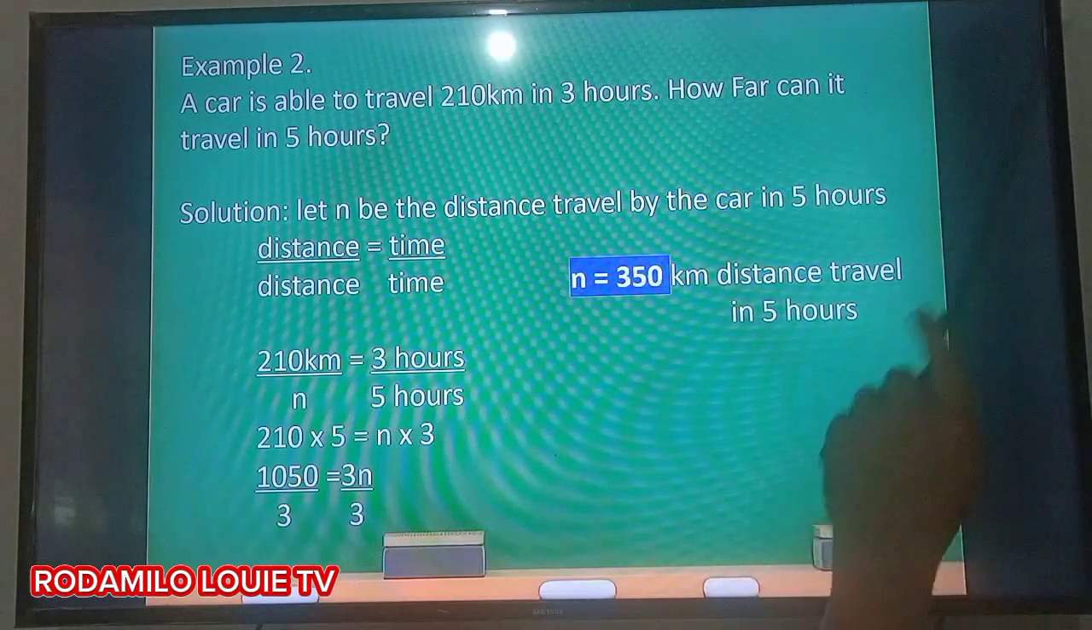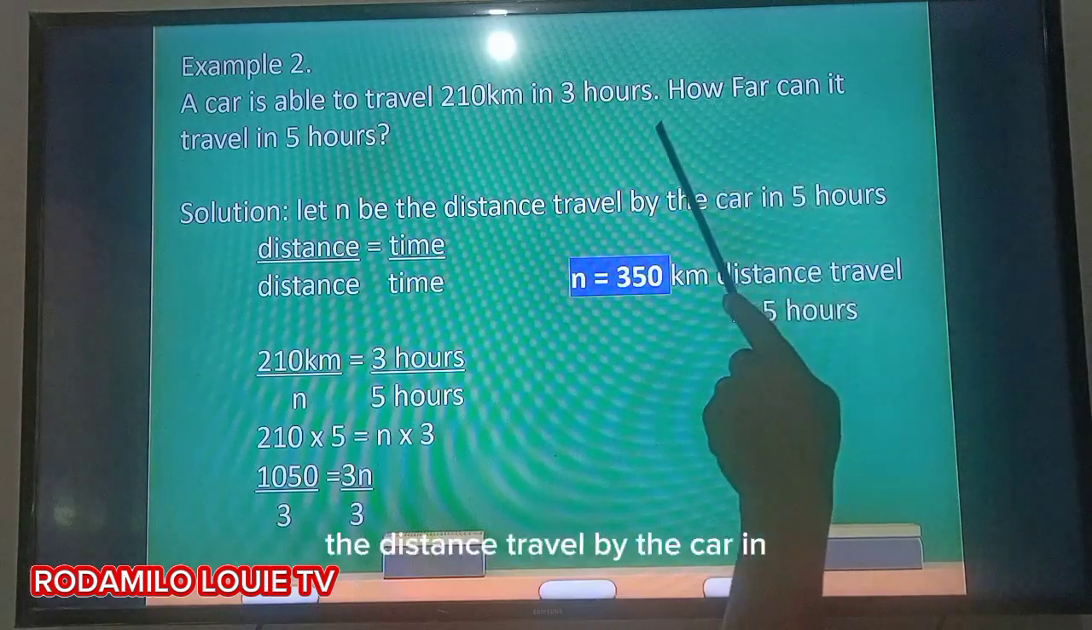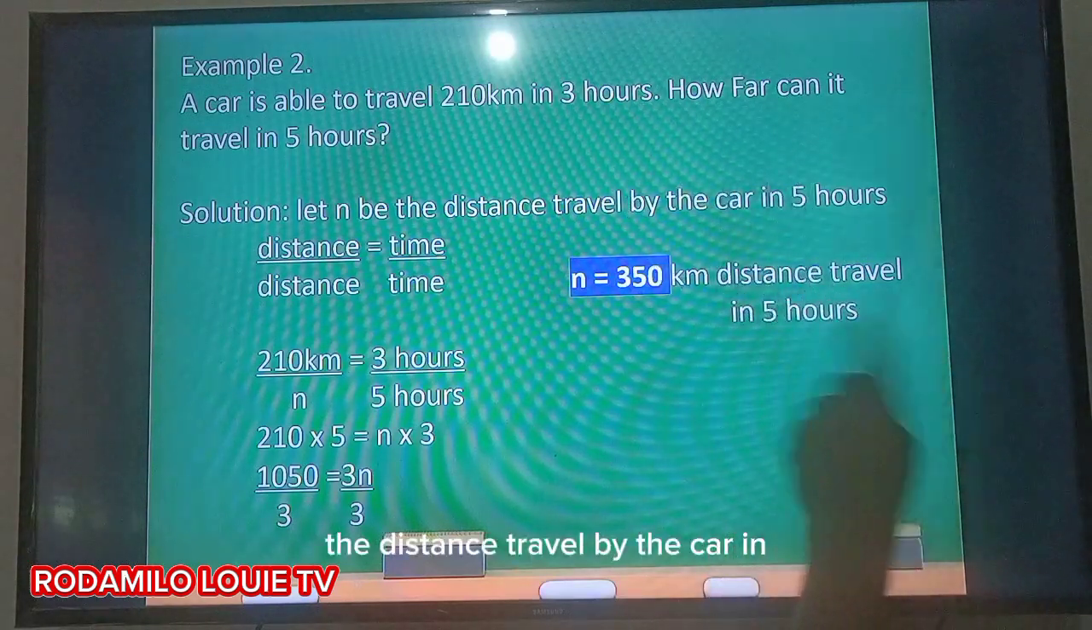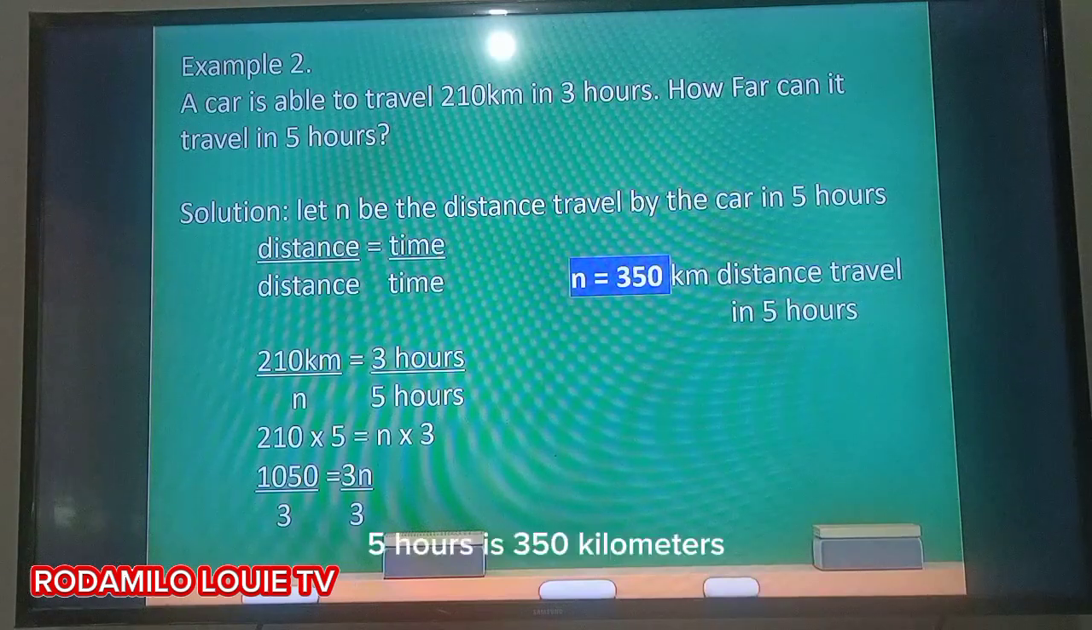So therefore, the distance traveled by the car in 5 hours is 350 kilometers.